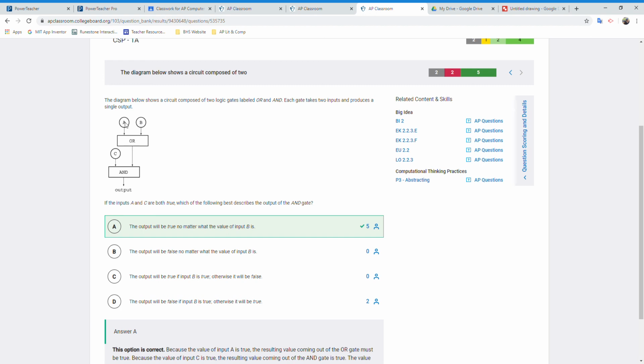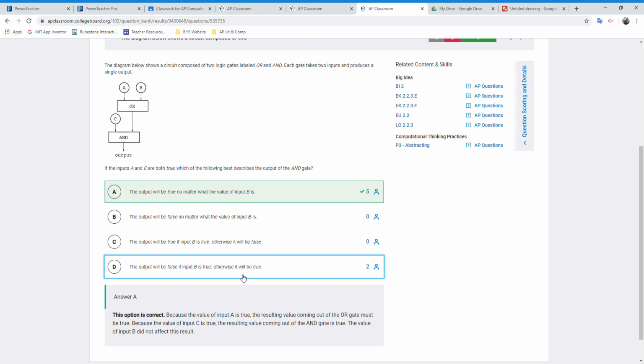And OR has to have one or the other. And as long as it's got one or the other, this will be true. This input here will be true. C is already true because we already said that. And so therefore A is going to be true. And that's why you don't really care what B says.